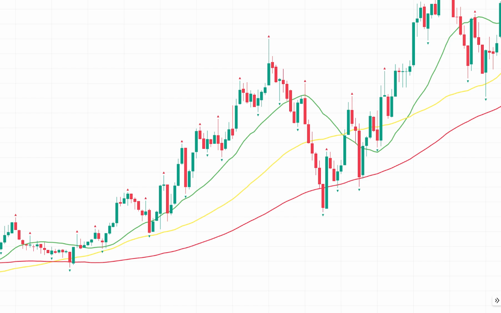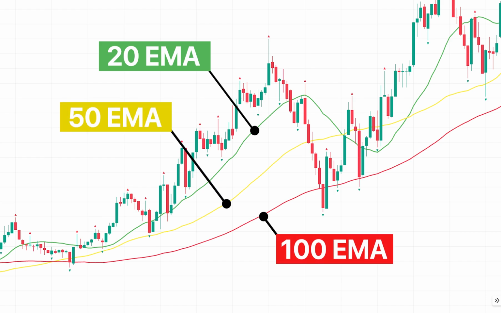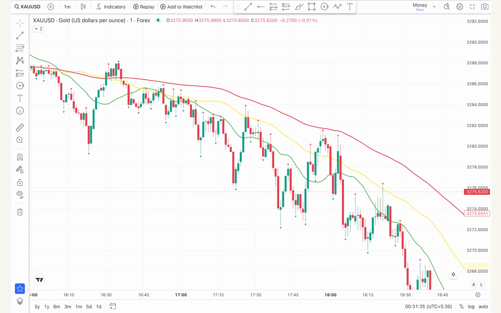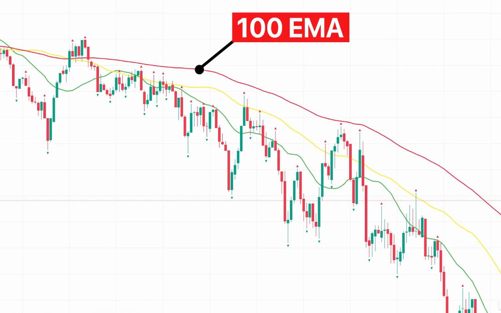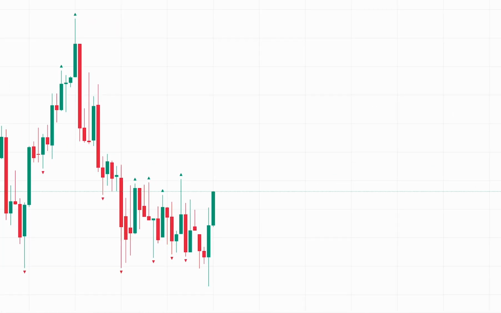So after adding these two indicators, now let's understand the actual strategy. The first rule of this strategy is you can only buy if you see the 20 day EMA, basically the green line, is above the 50 day, the yellow one, and the 50 day is above the 100 day. If they are crossing each other like this, then you should not enter the trade. And it's completely opposite for the selling side. So the 100 should be on the top, the 50 in the middle and the 20 on the bottom. So now let's understand this with some examples.